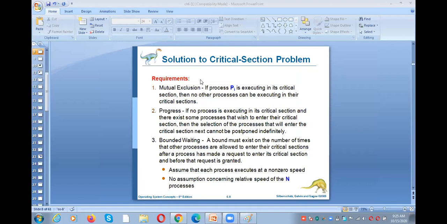What are the requirements? We had a discussion yesterday. There are three requirements for a critical section solution. The first one is mutual exclusion, the second one is progress, and the third one is bounded waiting. What is mutual exclusion?